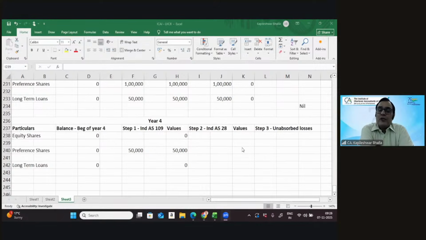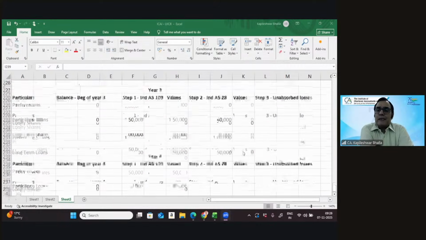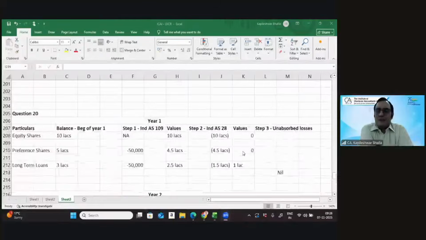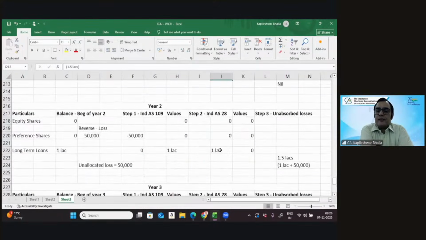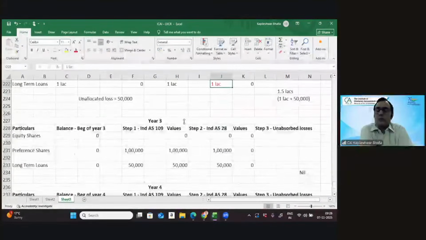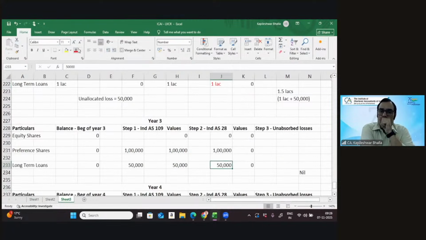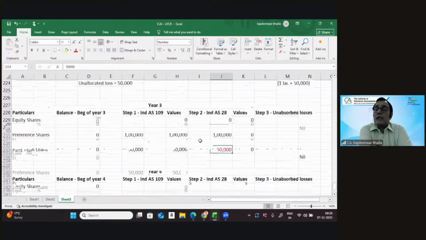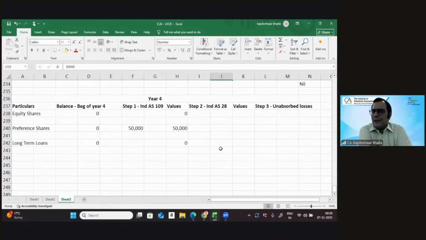Good. So let's go back to the long-term loans and see how much losses have been allocated to them. I'm just going to mark this in red. Can I say in the first year, 1.5 lakhs was allocated to the long-term loan. Second year, 1 lakh was allocated to long-term loan, makes it what? 2.5. And third year, another 50,000 was allocated. So what is the total allocation so far? I guess it is 3 lakhs, if I'm right.